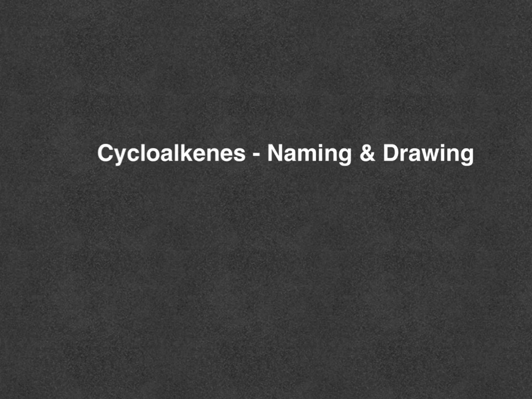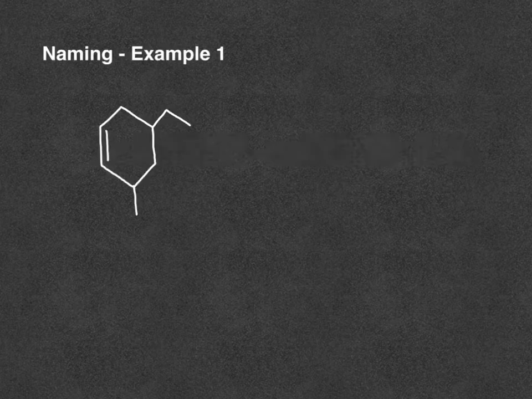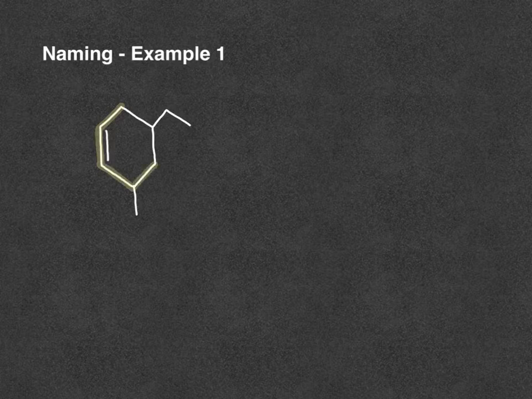In this video, we're going to look at cycloalkenes, and we're going to look at some examples of naming cycloalkenes and drawing cycloalkenes. So first, we're going to start with a naming example. So we'll start by looking at our parent chain. Now this parent chain is going to be our cyclo molecule, so our cyclic ring, with that double bond. So our parent chain, if we name it, is cyclohexene.